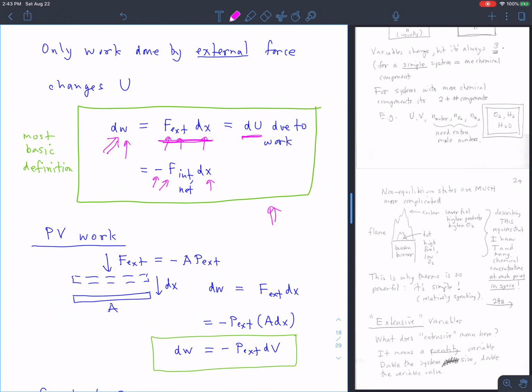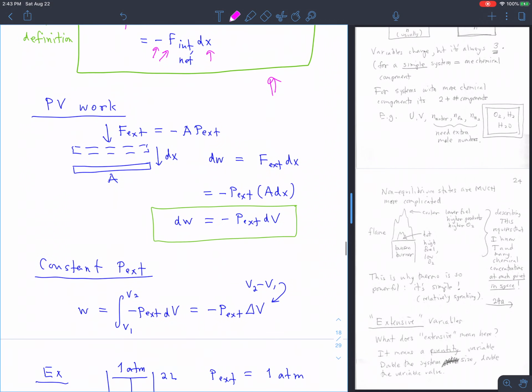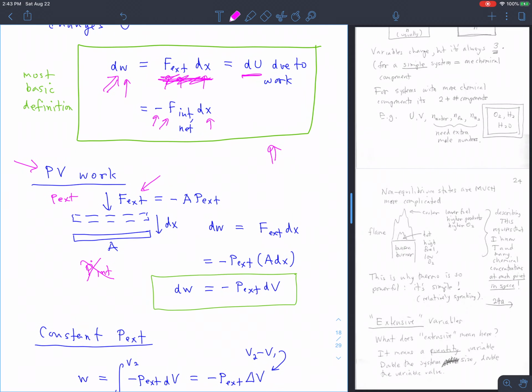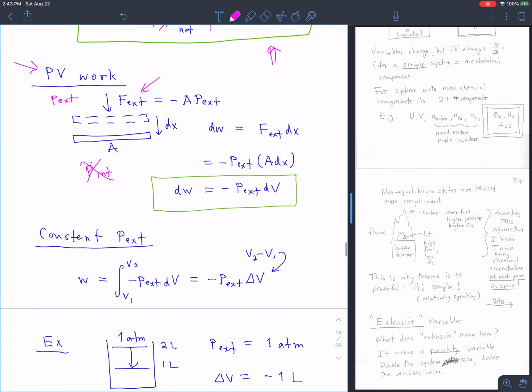We probably won't use it, though, after this moment anyway, because much of the work that we're going to talk about this semester will be pressure volume work, and so let's look at that particular special case. In that case, we've got an external pressure on the outside. We may also have a pressure on the inside, but that's not going to contribute to the work because it's only the external force that we care about, right? That's the only thing that contributes to this formula.